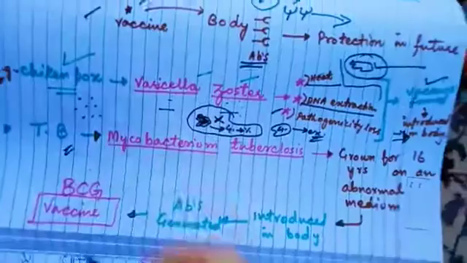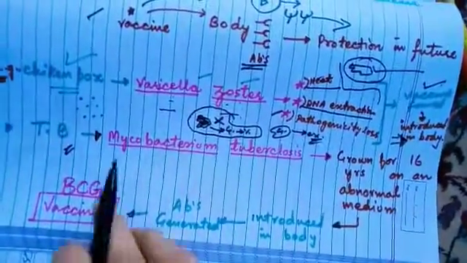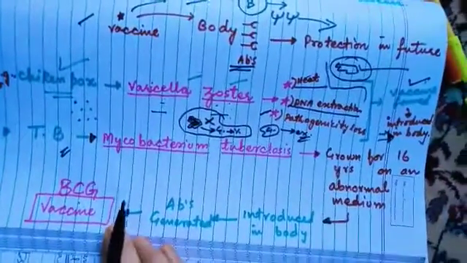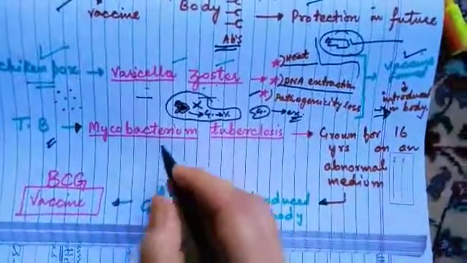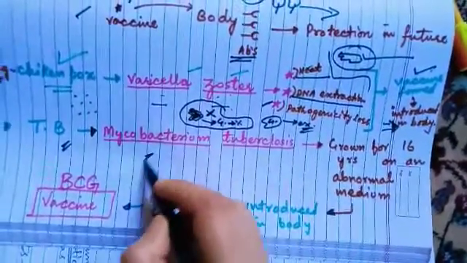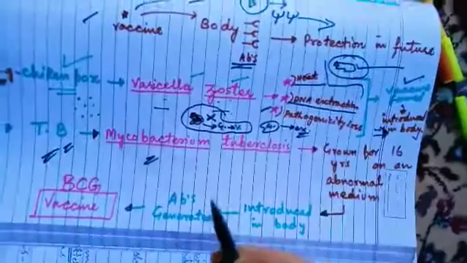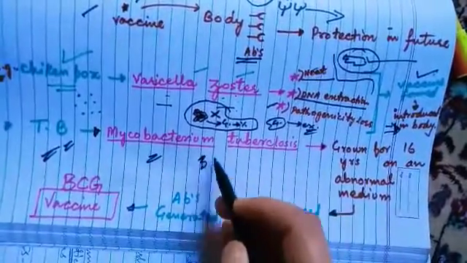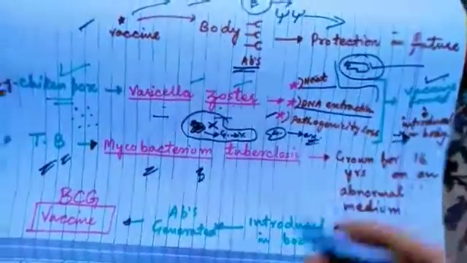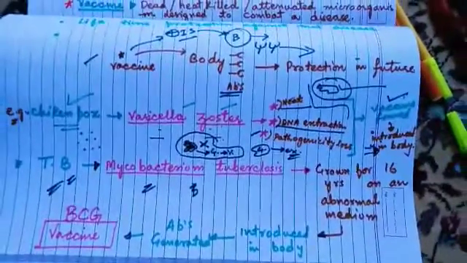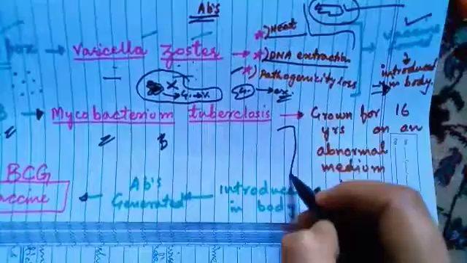Here, I will give you the explanation of how the vaccine against TB was formed. Mycobacterium tuberculosis is the causative agent of tuberculosis. This is a bacterial disease, and this is the bacterium that causes tuberculosis. What was done to it? This is another way we can generate vaccines.